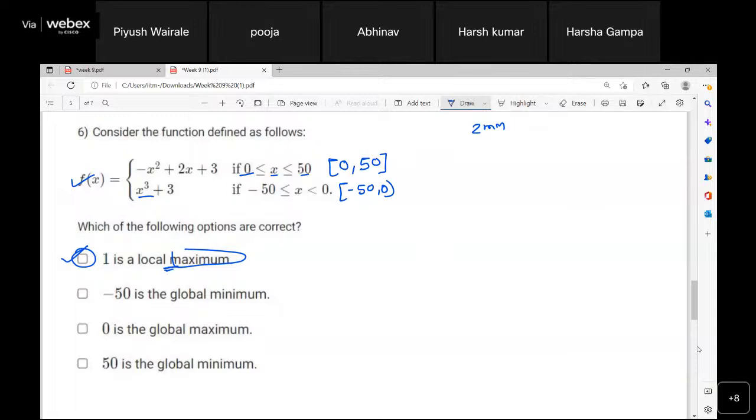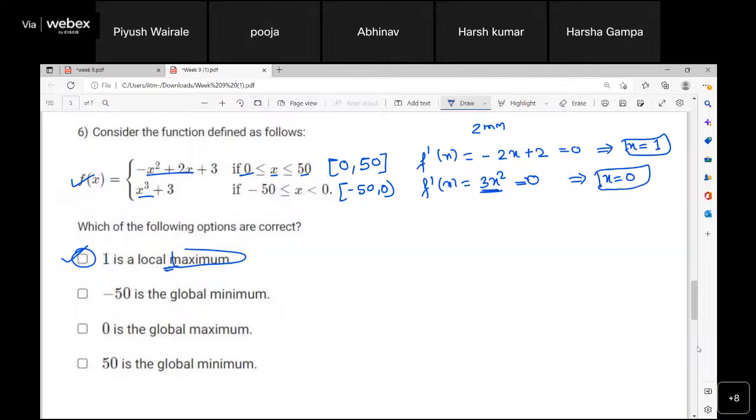Okay, so first we have to differentiate it, right? Yes. So let's see f dash of x for this particular f of x, it will be minus 2x plus 2. And for this, f dash of x will be 3x square only, right? Now just equate it to 0. What I am getting? x equals to 1. And here just equate to 0. What I am getting? x equals to 0, right?